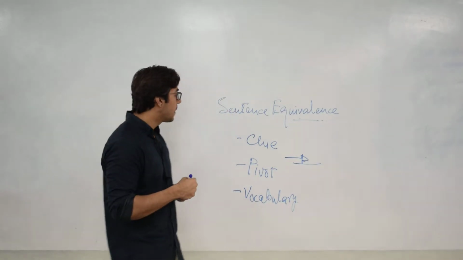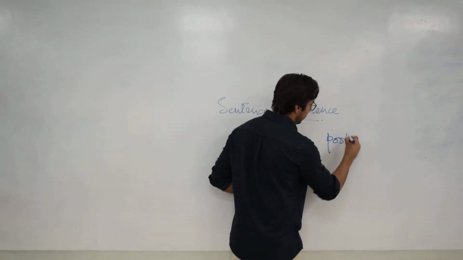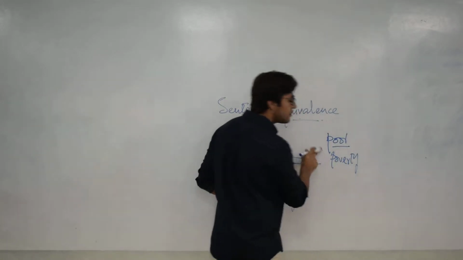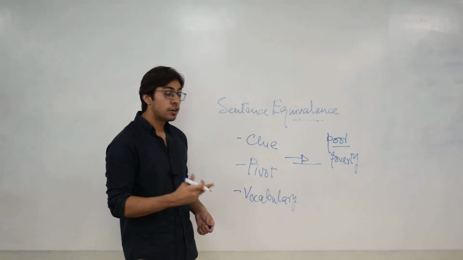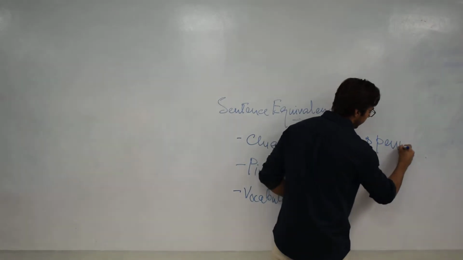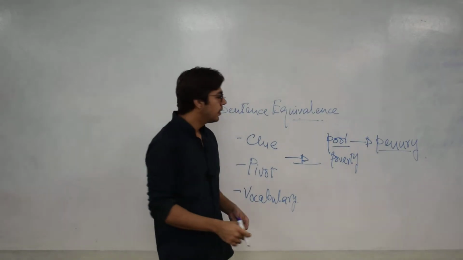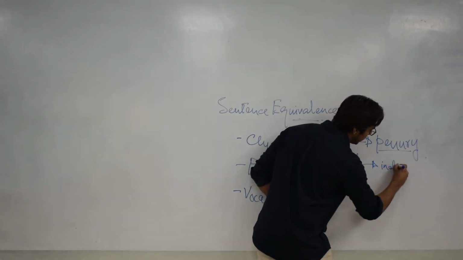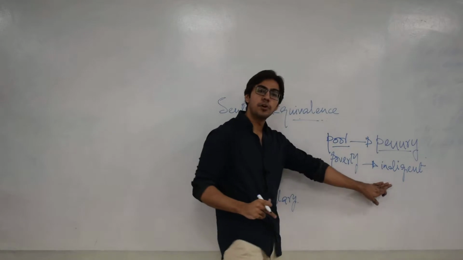So for instance, the word poor or poverty. Now this is very simple. Virtually all of you will understand this. But what you would not know is the word penury. The word penury means extreme poverty, or the word, for instance, indigent. Indigent also refers to someone who is extremely poor.